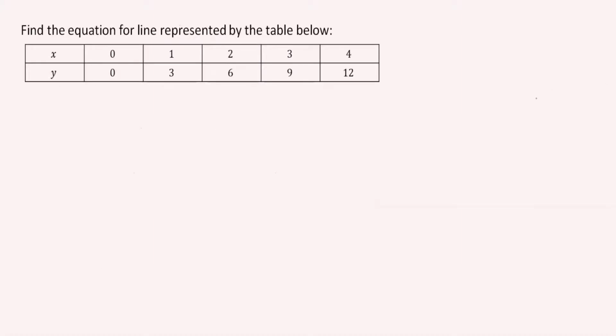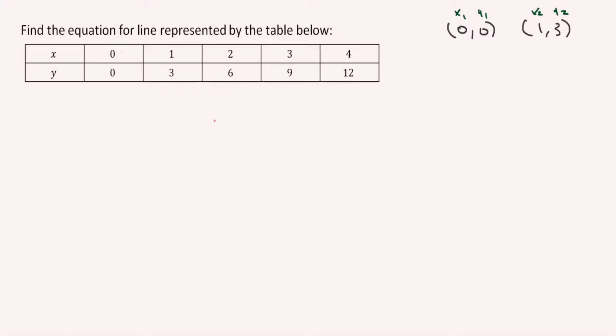So find the equation for the line represented by the table below. First thing is we're going to select any 2 points. I like to make things simple. The points I'm going to select are the points (0, 0) and (1, 3). Okay, so here's what I'm going to do. We're going to do our x1, y1, x2, y2.